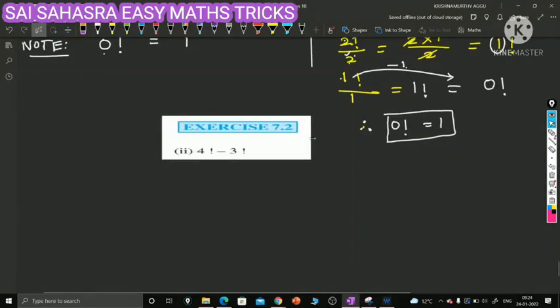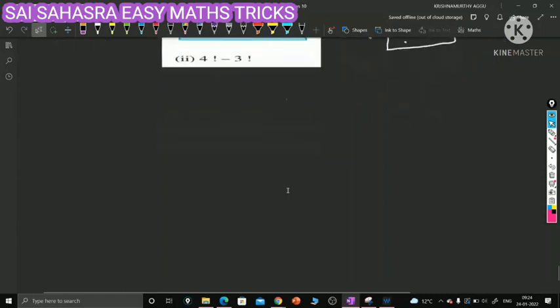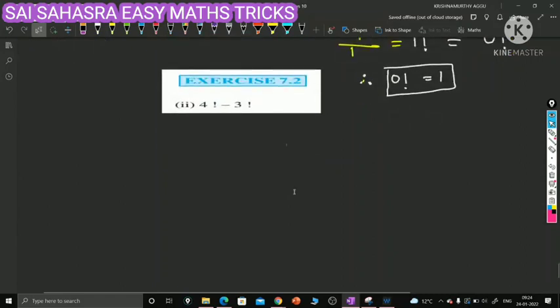Second question. Evaluate means find the value. Second solution. 4 factorial minus 3 factorial is our question, isn't it? Yes, sir.